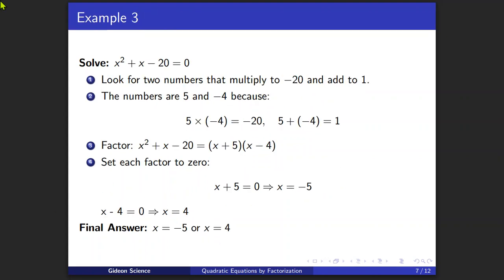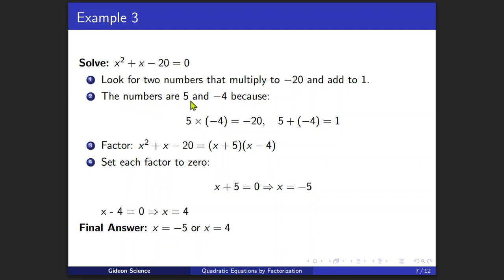Next, this is another example similar to that. Here we are given x squared plus x minus 20 equals 0. So you look for two numbers that multiply to minus 20 and add to 1. Why 1? You can see we have x here, so the coefficient is 1.